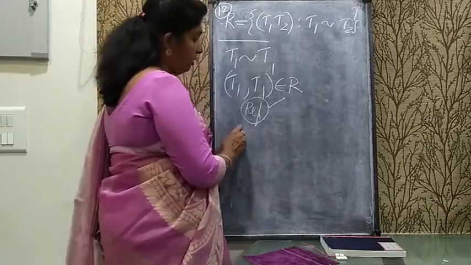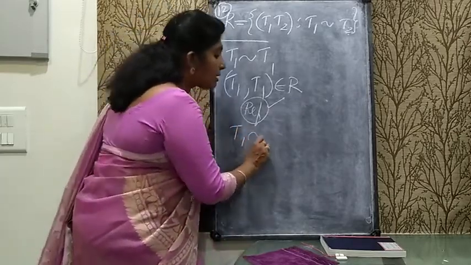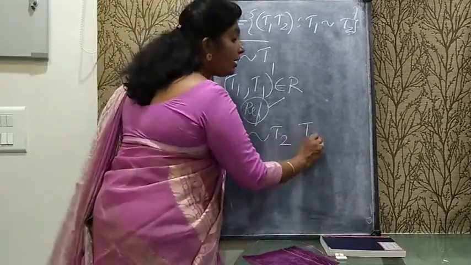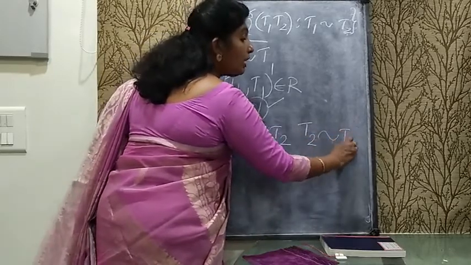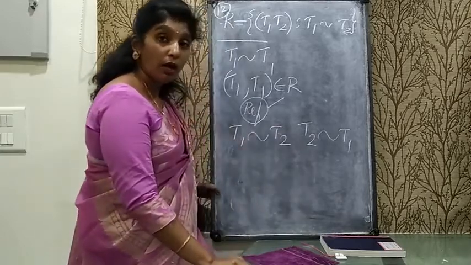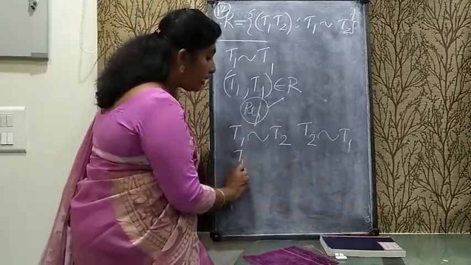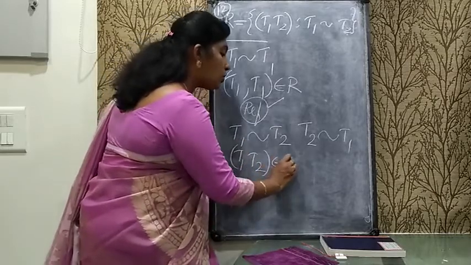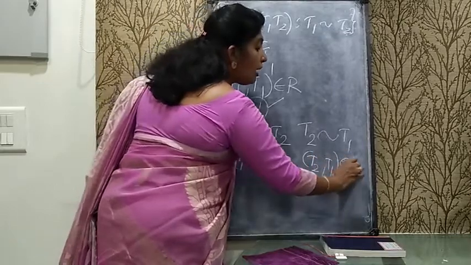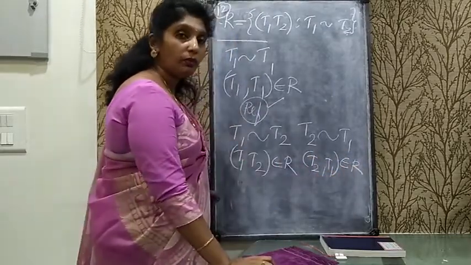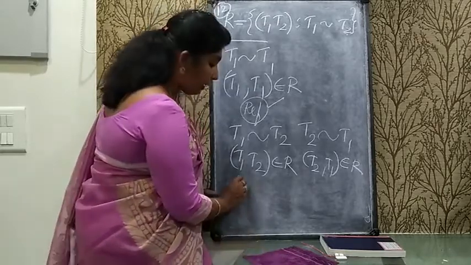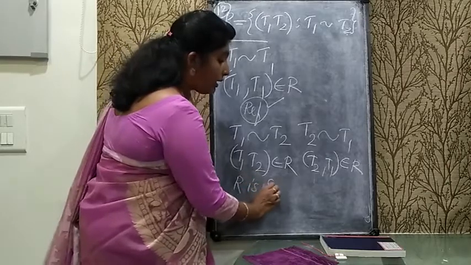Next, if T1 is similar to T2, then definitely the triangle T2 is similar to triangle T1. If one triangle is similar to another, then the other triangle will be similar to the first one. It means (T1, T2) belongs to the relation, then (T2, T1) also belongs to the relation. It means the given relation is symmetric. Therefore you have to write, therefore R is symmetric.